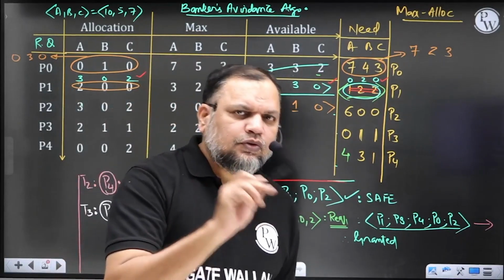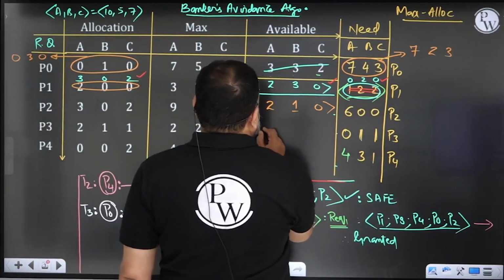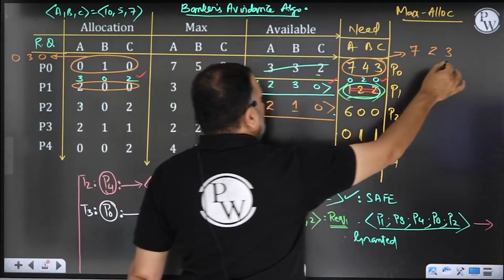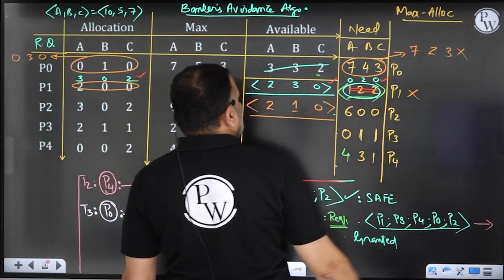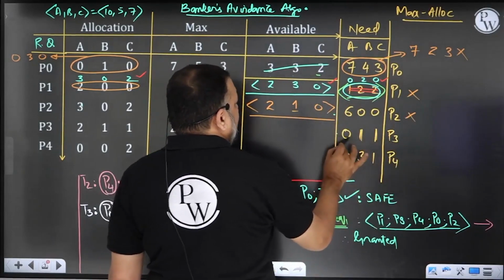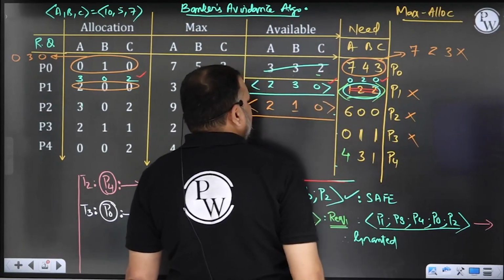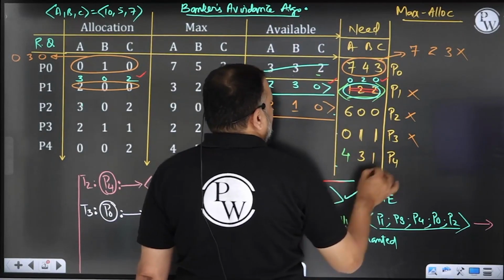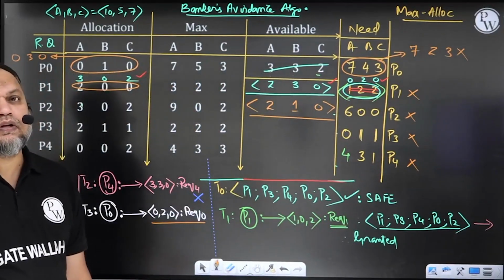I have to see whether this new state is safe or not. So let's verify. Point number 1: can I satisfy 723 from here? No sir, we cannot. Can I satisfy the need of P1, 020, from here? No sir, we cannot. Can I satisfy the need of P2, 210? No sir, we cannot. Can I satisfy 011 from 210? Here people get mistaken. No sir, we cannot, because this fellow asked for 1 copy of C and I have 0 copies of C. How can I satisfy? Can I satisfy 431? Absolutely no sir, we cannot. So I cannot satisfy the need of any of the processes.